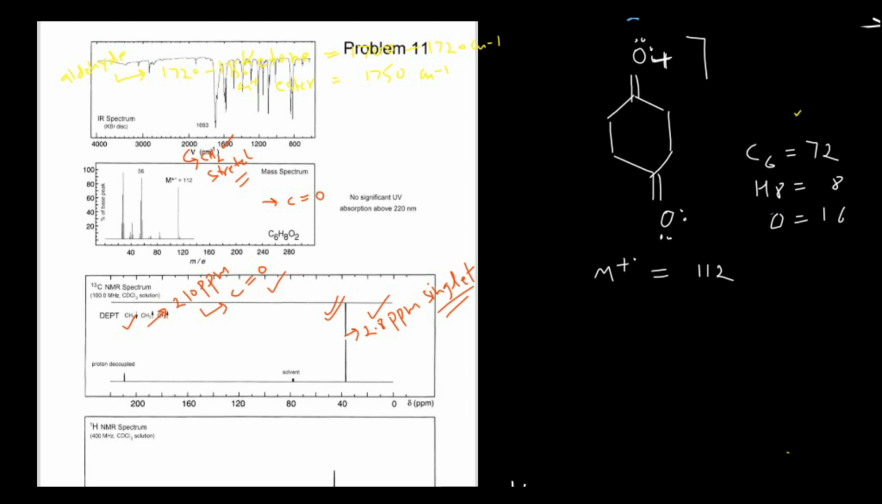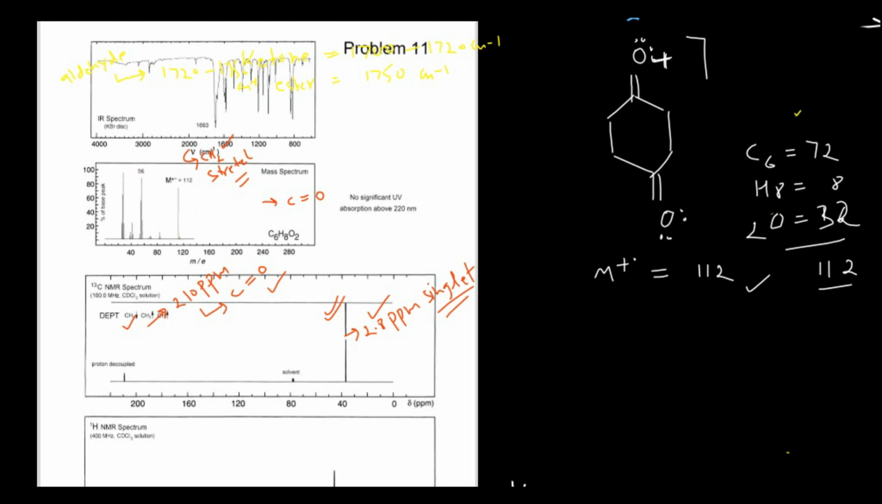Then what will happen? Let's check. No, sorry, 2 oxygens, that is 32, not 16. And this will give you 112. This is the first peak which is present here, the molecular ion peak. The second important peak is at 56. Now it's quite clear from here.